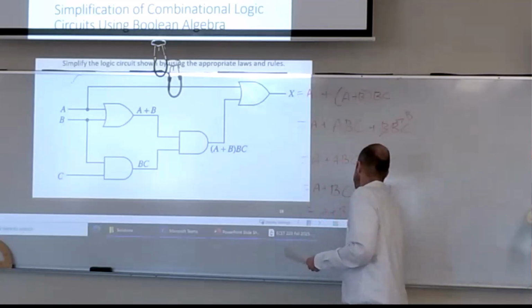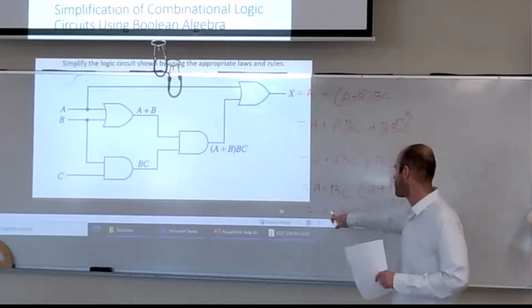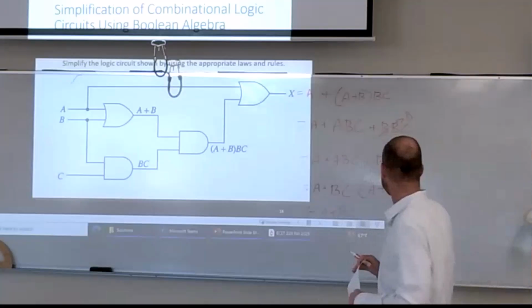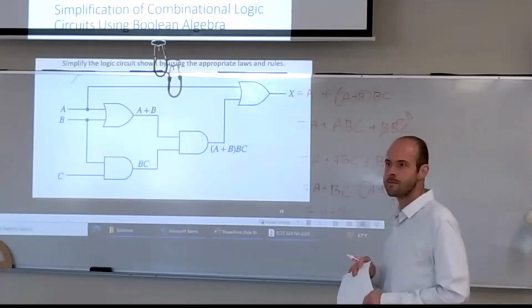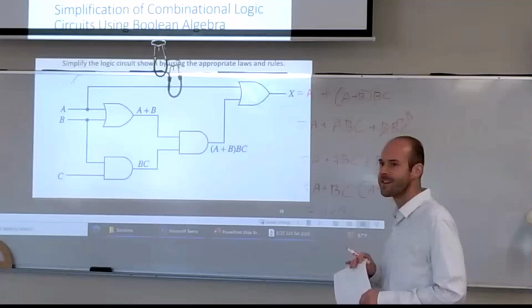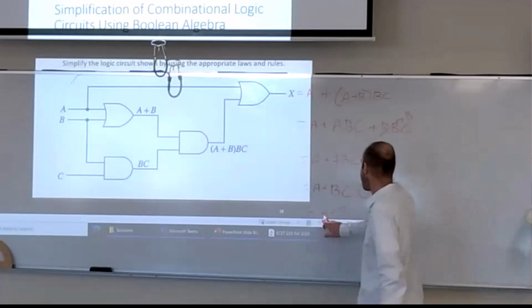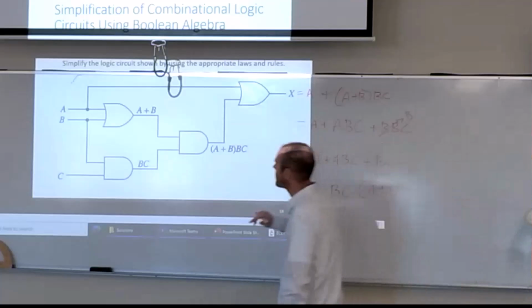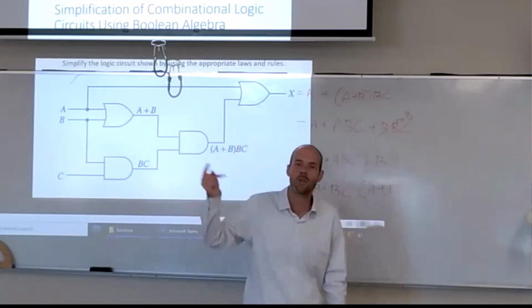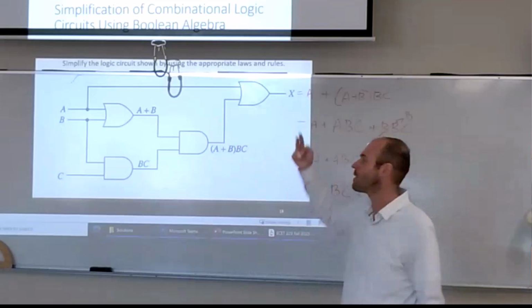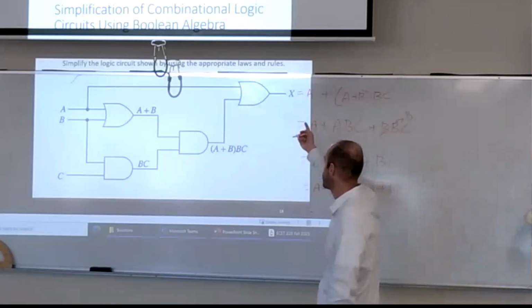A or BC. How many logic gates are required for A or BC? I heard 3. I heard 2. Who seconds one of those answers? I think 2. Okay, yeah, we need 2 logic gates, right? We need A or B and C. So that's 2 logic gates required to produce the identical logic that this X contains.